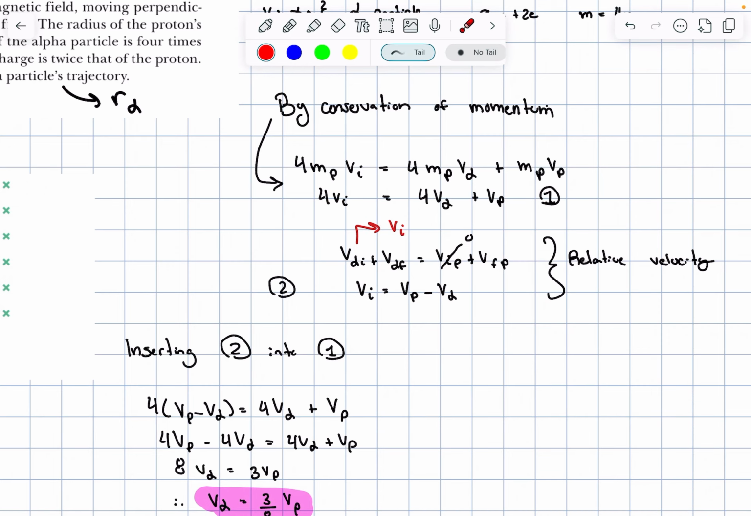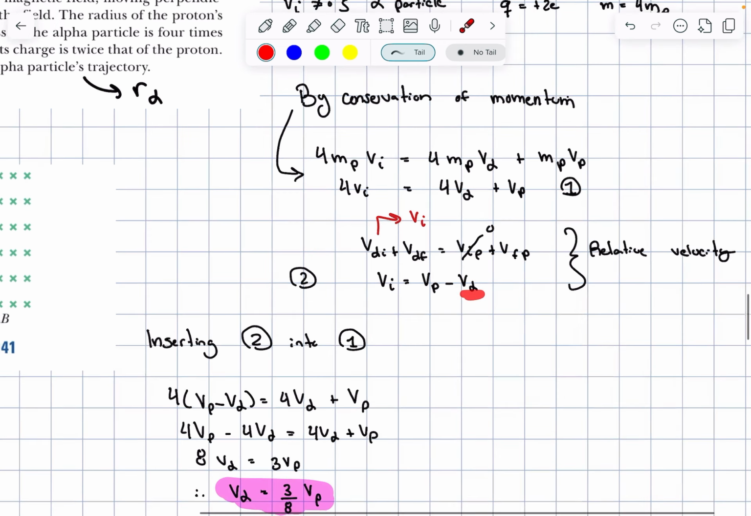We're also going to use an equation for the relative velocities. So we know that V alpha initial, which we've just been calling Vi, there's a lot of notation things here. You can really do whatever you want as long as you remember what everything means. So this is the initial velocity of the alpha particle, which we can call Vi. Final velocity of the alpha particle is equal to the initial velocity of the proton, and that's 0, plus the final velocity of the proton, which we're just going to call Vp. Rearrange it, and we get Vi, the initial velocity of the alpha particle, is equal to Vp, velocity of the proton at the end, minus V alpha. We're going to insert this into equation 1.